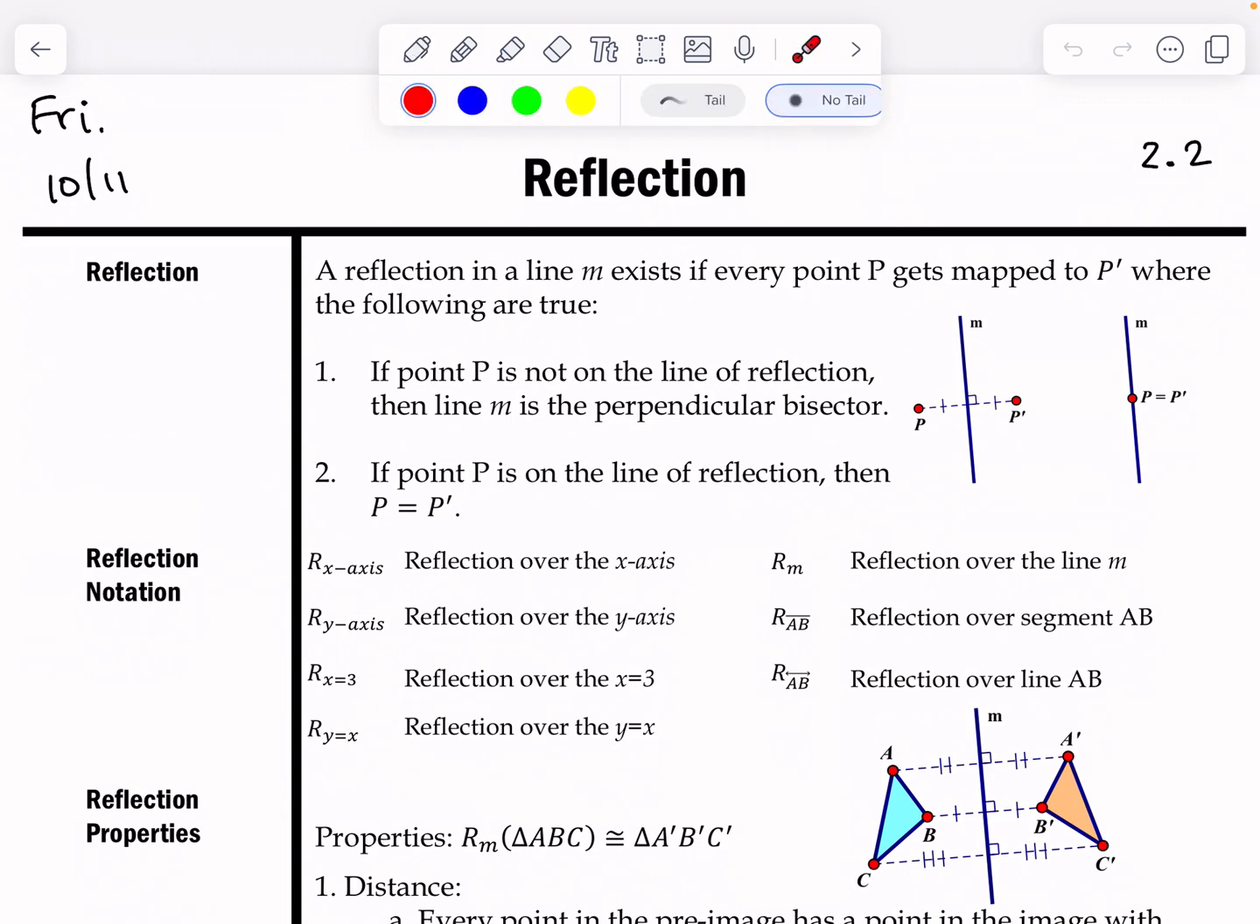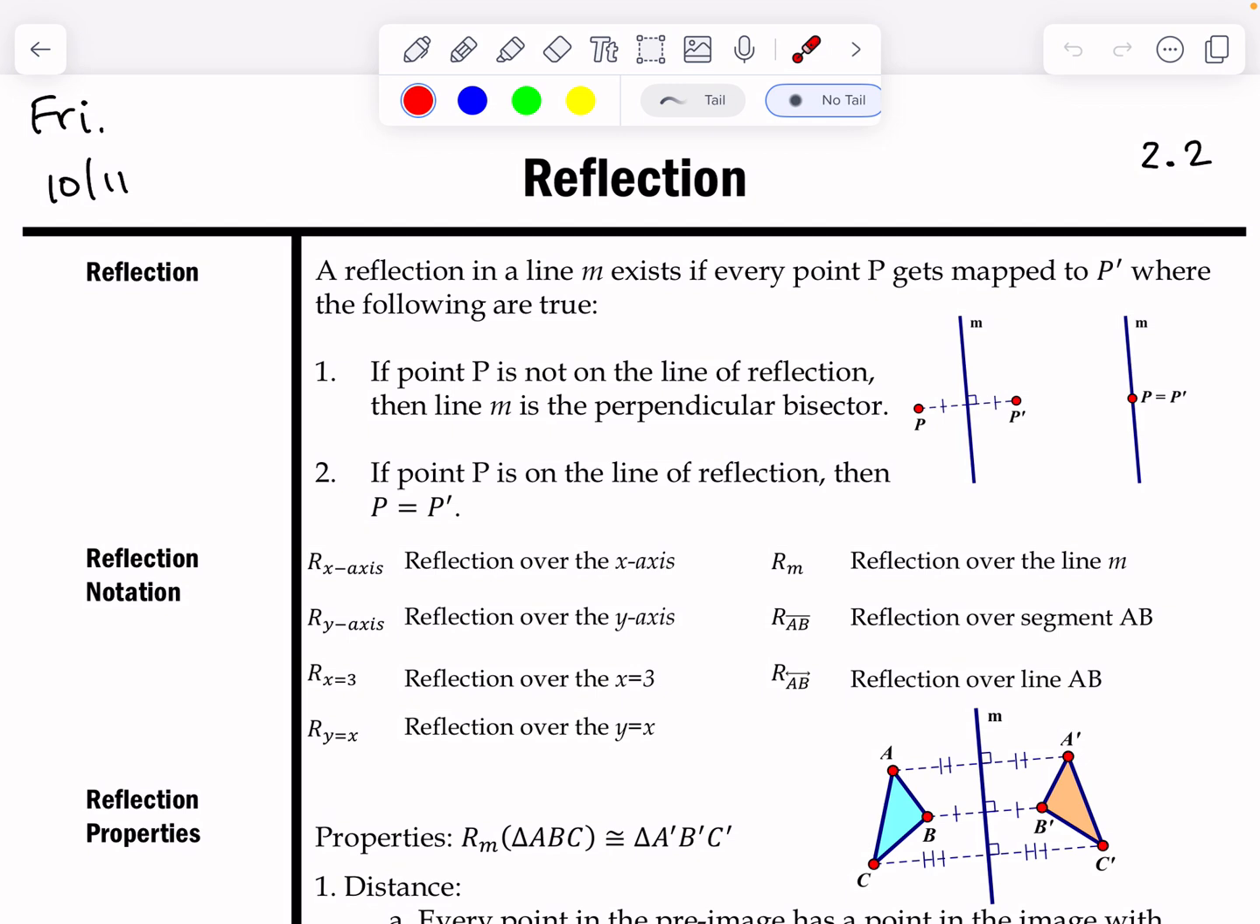What is a reflection? So a reflection of a line, we're going to call it M, exists if every point P gets mapped onto P prime where the following are true. So if P is not a point on the line of reflection right here, it's not on this line, then line M is a perpendicular bisector. So from here to P prime, where we can see it's perpendicular, it's at a 90-degree angle, and it bisects this segment that connects it.